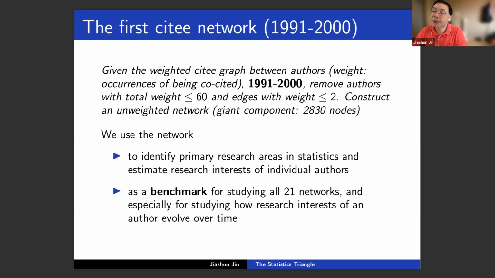Our purpose is, first, to use this network to identify primary research areas in statistics and to estimate research interest for individual authors. The second is to use it as a benchmark for studying all 21 Scite networks, and especially for studying how the research interests of a given author evolve over time.